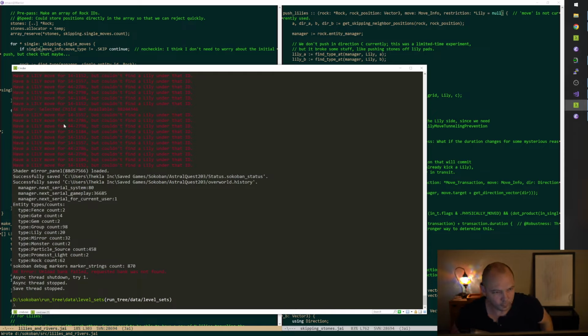Have a lily move for these, but couldn't find a lily under that ID. It's the same guys.